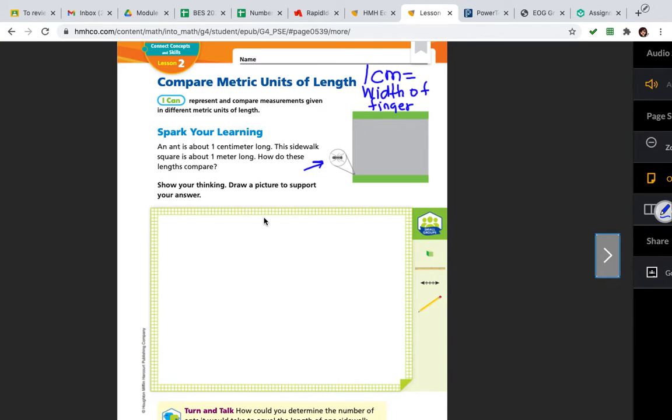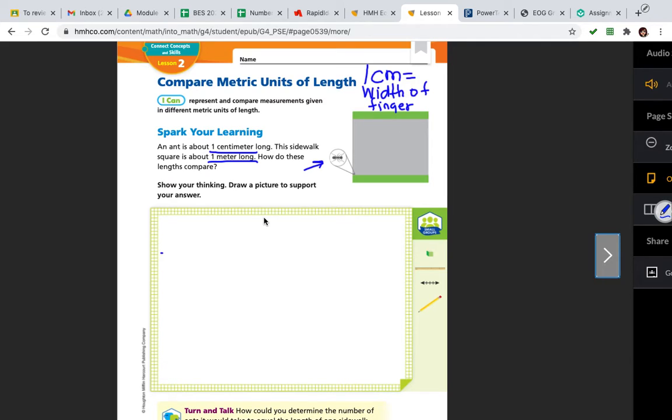Okay? Then it says this sidewalk, the green and gray area, this sidewalk square is about 1 meter long. So we're comparing 1 centimeter to 1 meter. How do these lengths compare? So 1 meter is the same as 100 centimeters. So it takes 100 centimeters to equal 1 meter. So it says draw a picture to support your answer. How do these lengths compare?